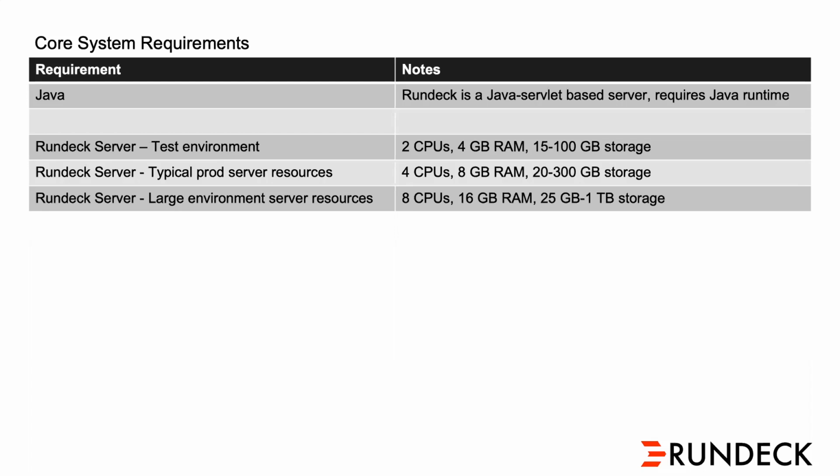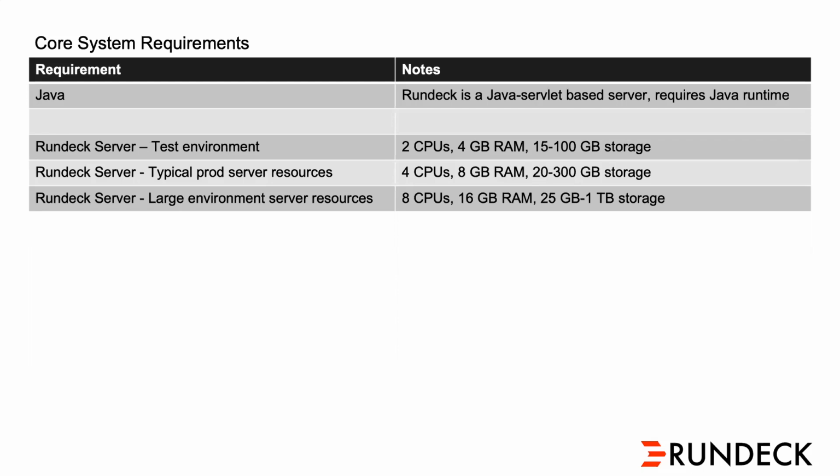The more typical production server is 4 CPUs, 8 gigs of RAM, and minimum probably in the neighborhood of 20, anywhere up to 300 gigabyte storage. And again, the variability here has to do with where is your database and how many other files you are storing in terms of execution logs and the like.